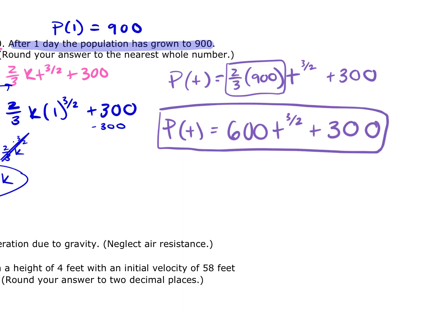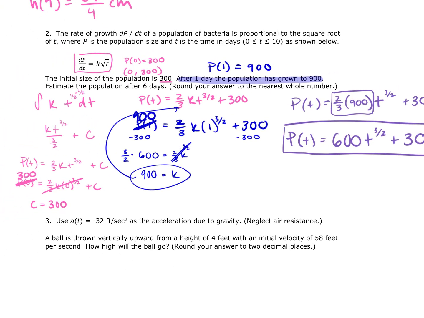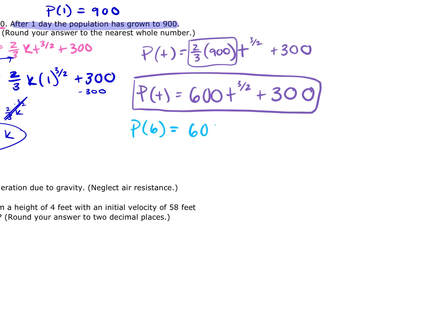Let's go back and see what the question's asking us for. It says, estimate the population after 6 days. What do you think I would do to find what the population is after 6 days? Awesome. Plug 6 into t. So P of 6 equals 600 times 6 to the 3/2 power plus 300. Plug it into your calculator. It says round to the nearest whole number.